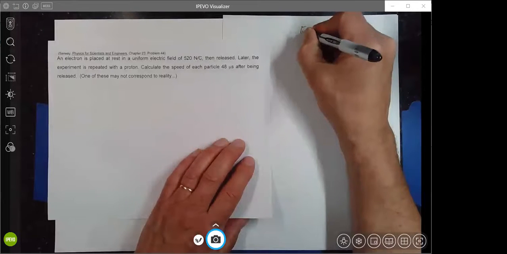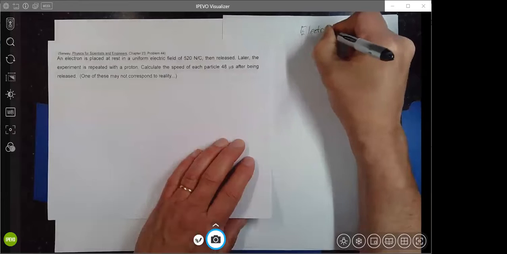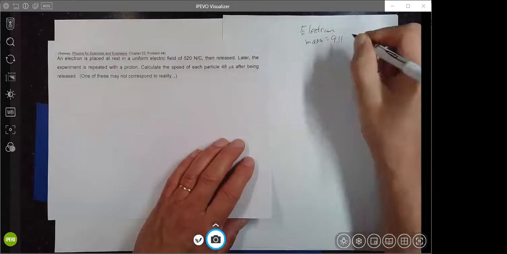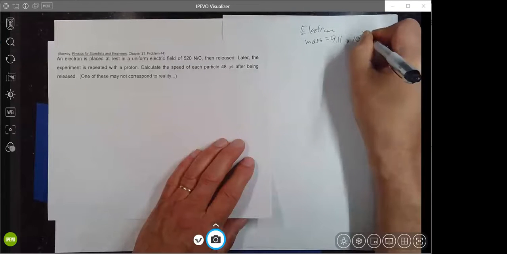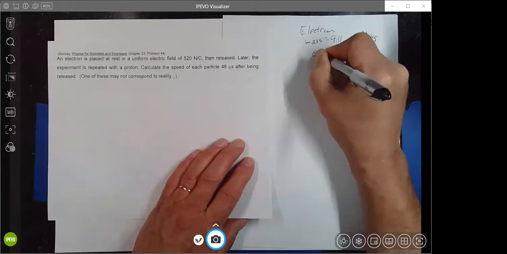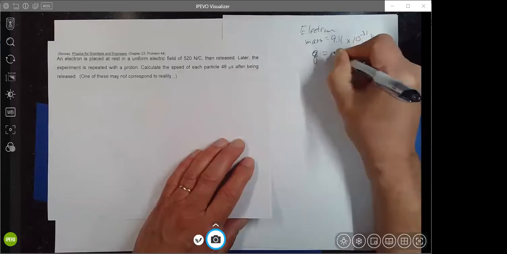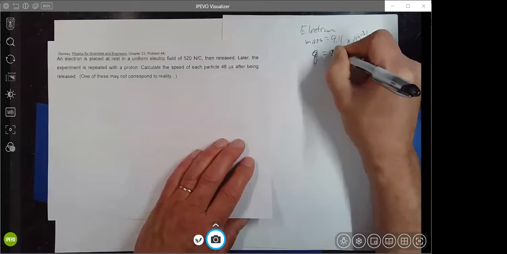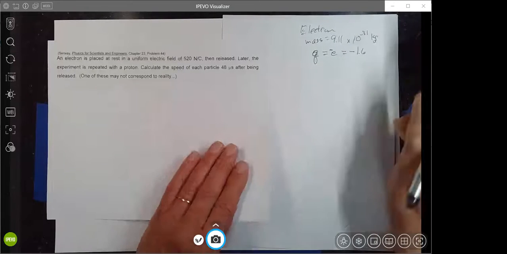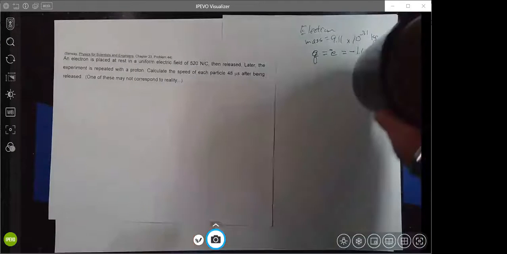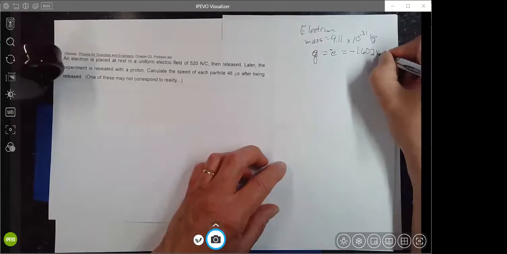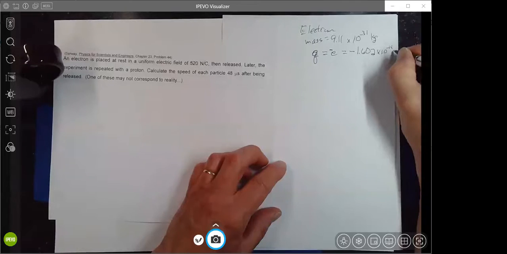So mass is equal to 9.11 times 10 to the minus 31 kilograms. And the charge, actually for the charge Q, we use that E, and it's actually minus E in this case. And so it'd be minus 1.60, and I'm going to add another significant figure on this today, times 10 to the minus 19th coulombs.